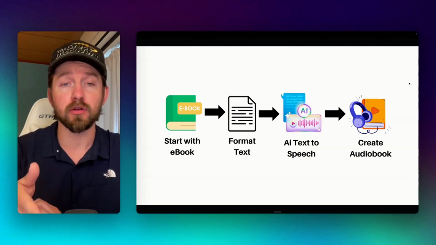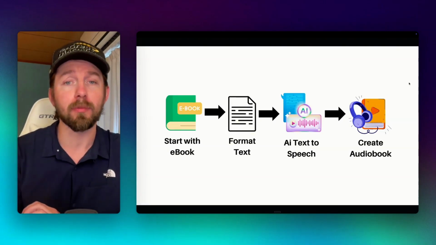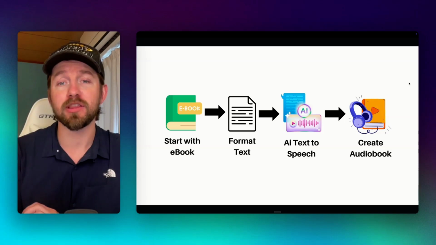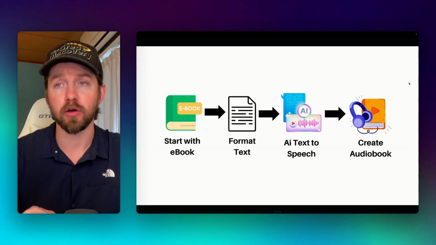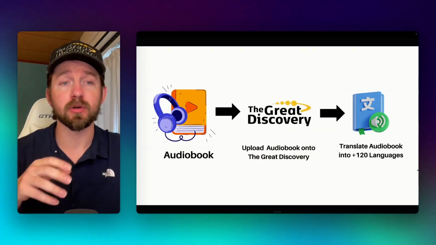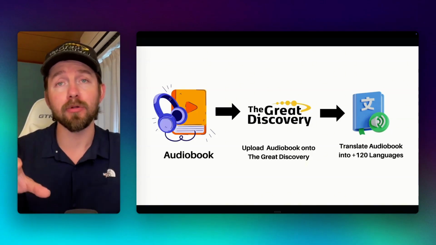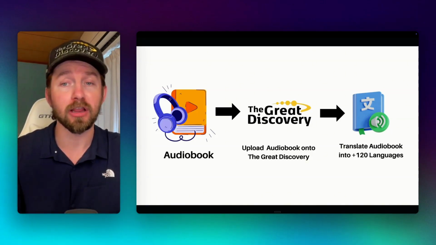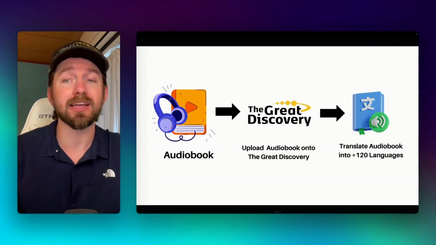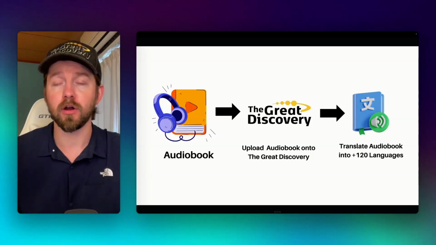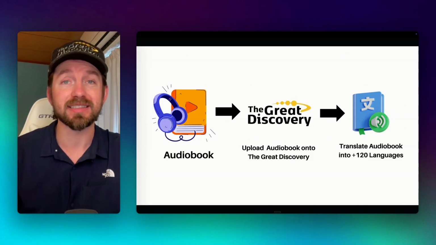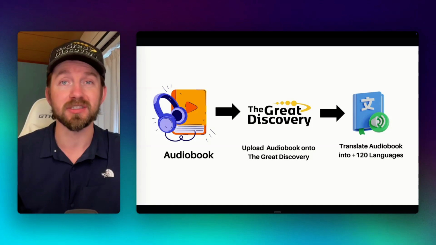So for the first section of this course, I'm going to be going over this process here. First, starting with your ebook, formatting the text properly so you can then go ahead and put that into AI text-to-speech software, which will then actually create your audiobook. And in the second section of this course, I'm going to show you how to take your audiobook, how to upload it onto an audiobook platform like The Great Discovery, and then how to translate your audiobook into over 120 different languages so you can sell it in upwards to 200 plus countries and territories.